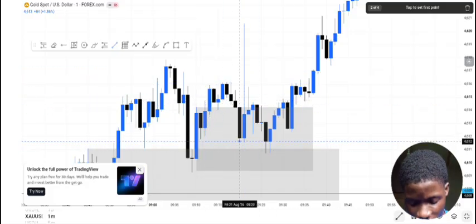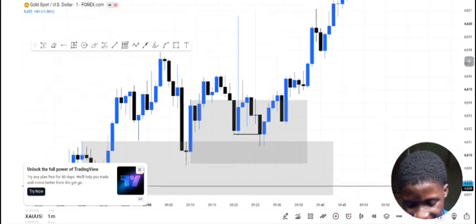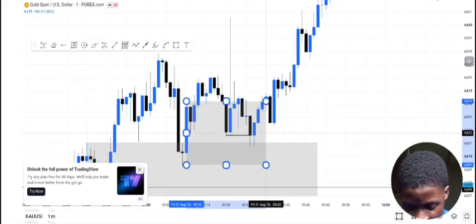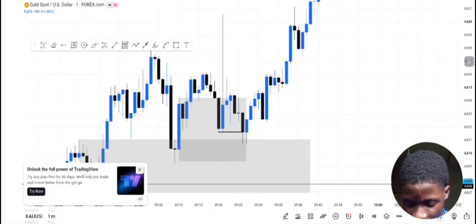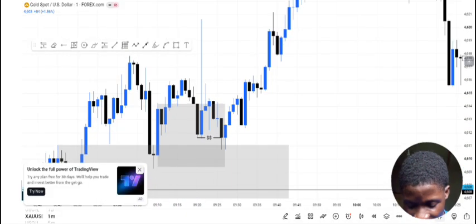You wait for price to sweep liquidity here, and you are still waiting. Let me show. We are still waiting here. Price sweeps liquidity here. Let me just point it out. Price sweeps liquidity, and where is another zone?